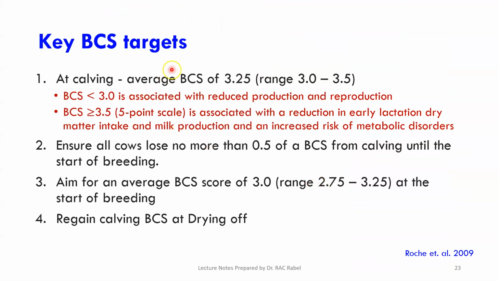So this slide shows you some key body condition score targets, right? What you should have at calving, what should be the maximum loss, and so on. So read up on this, and you will also see that different countries recommend different ranges. According to this, the accepted one generally in the Australia New Zealand region is 3.25 at the point of calving.